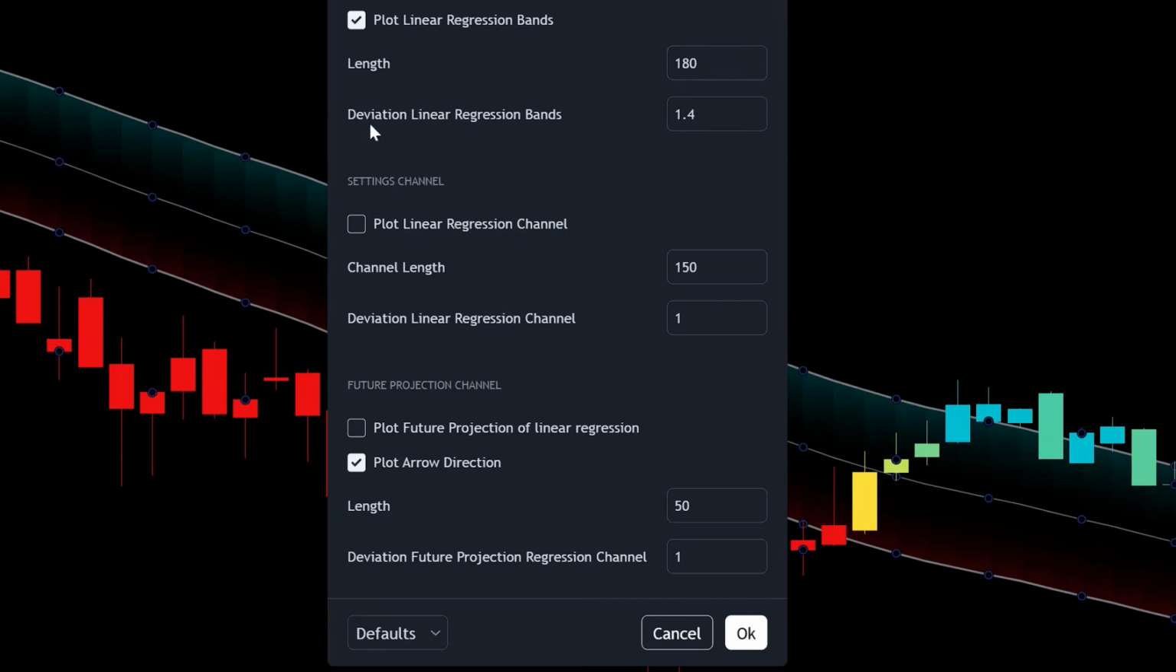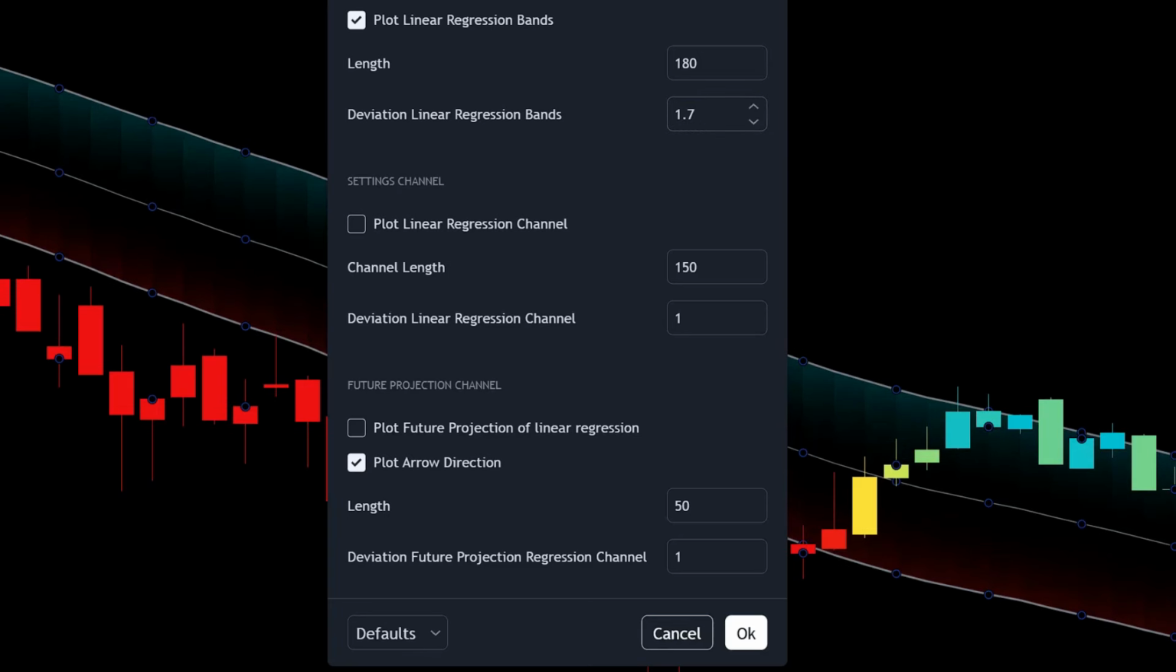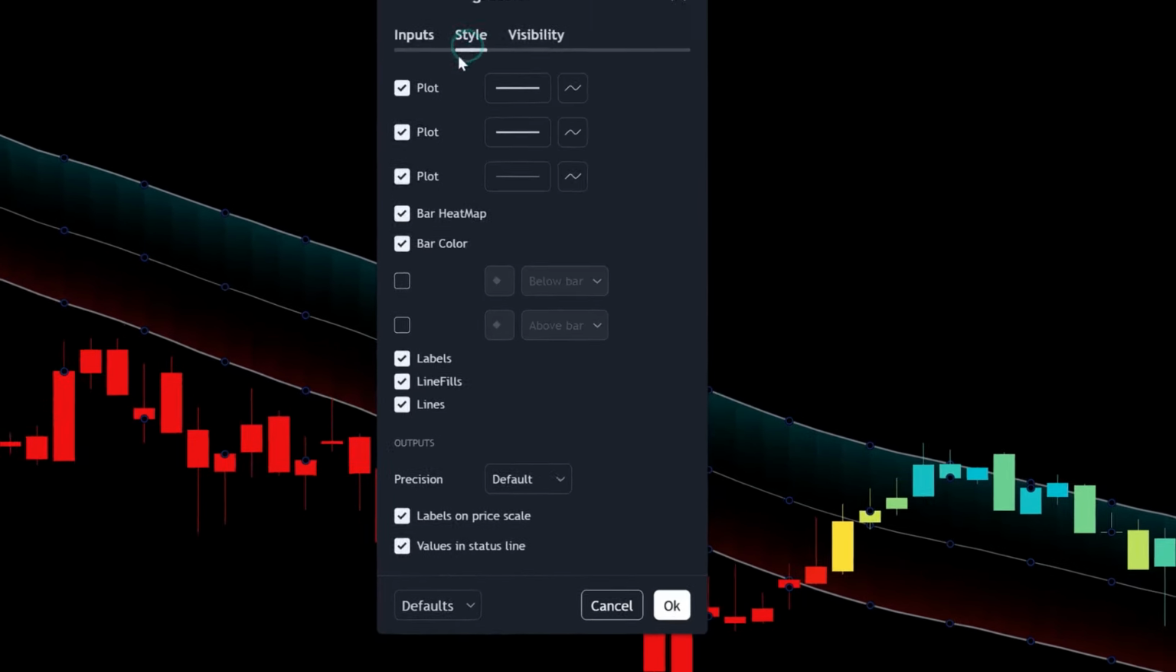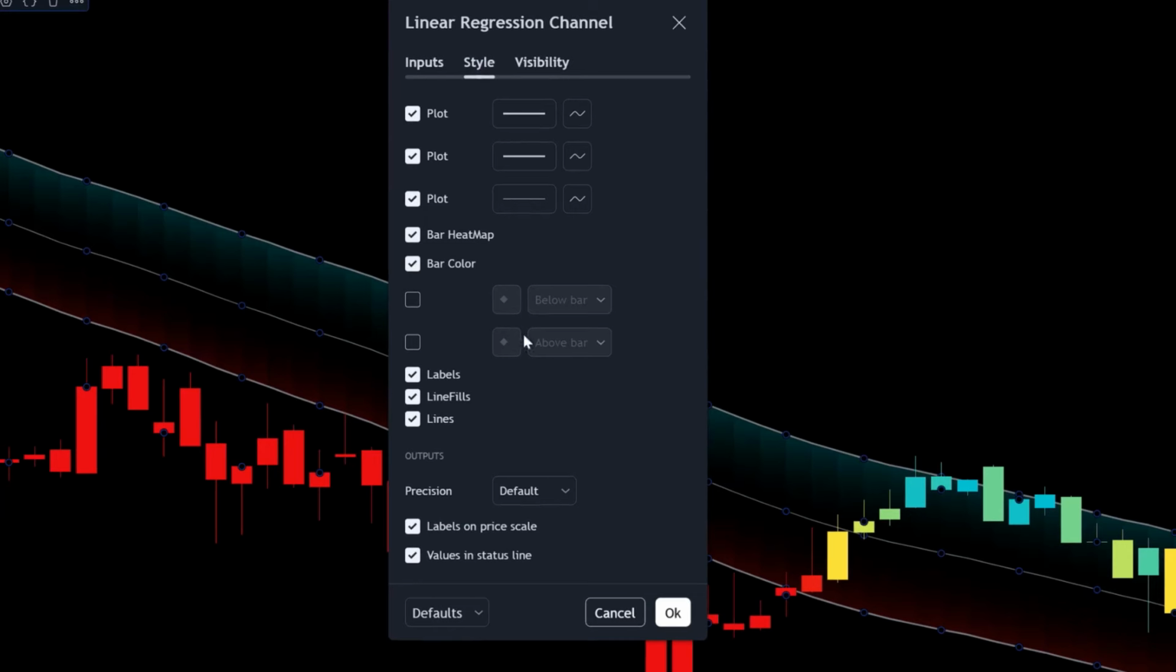Next, let's tweak the deviation linear regression bands to 1.7. This will widen the bands, making it easier to spot potential reversals and trend continuations. Once we make these adjustments, we're ready to start using the linear regression channel indicator to our advantage. Although we've got our indicator all set, we'll still need to figure out the best way to enter trades. Don't worry, I've got your back.